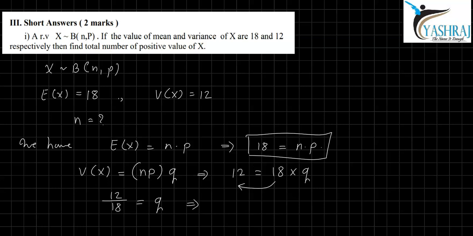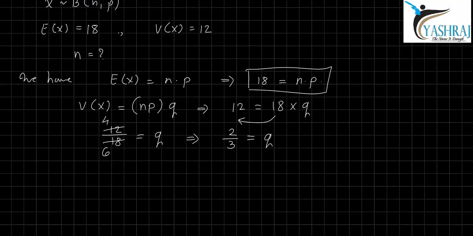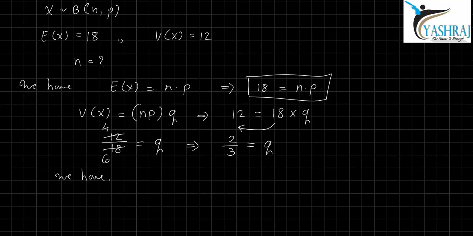Now everyone well known, 3 4s are 12 and 3 6s are 18. Now 2 2s are 4 and 2 3s are 6. So q value we have is 2 by 3. Now we have to evaluate the value of n.